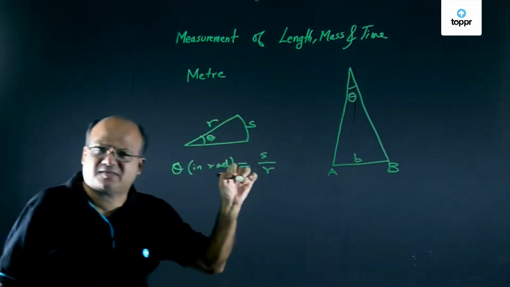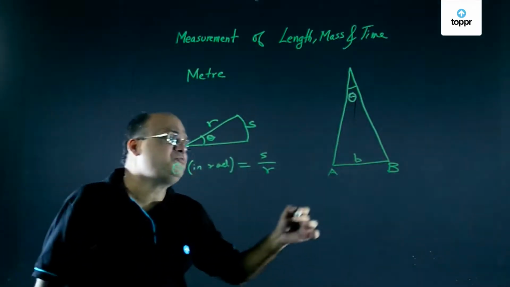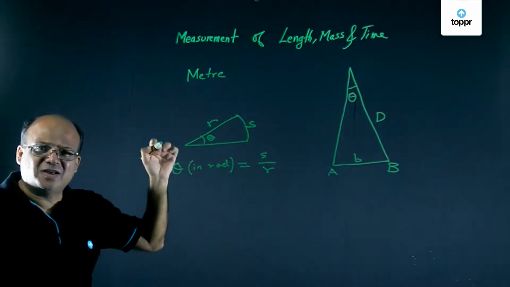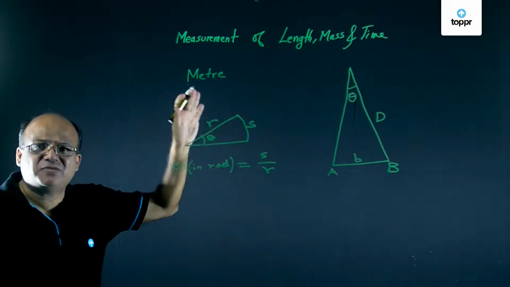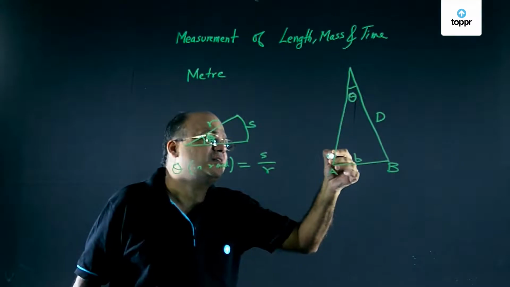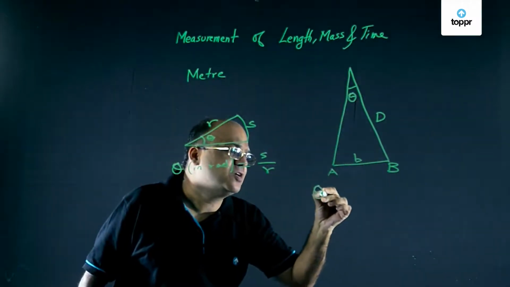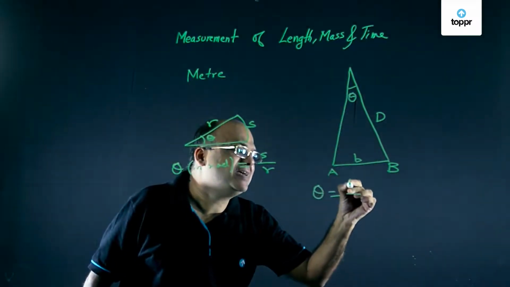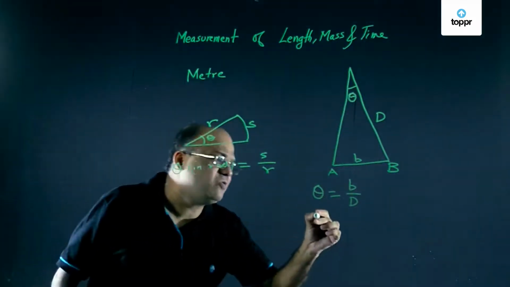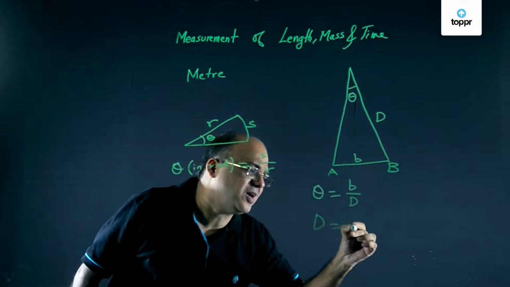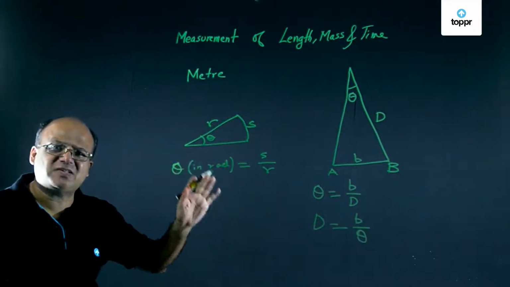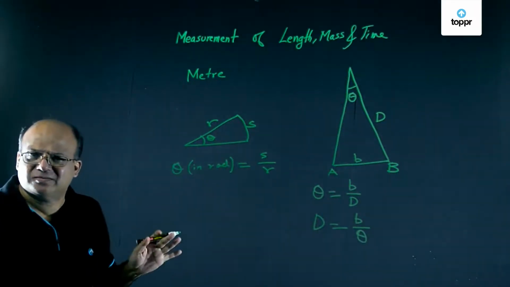b is for basis. We want to find the distance D, the distance of the star or planet from the Earth. If we take this almost as an arc, theta in radians will be b upon D. Now we can easily find D. D will be b upon theta. So now we know the distance to the star or planet.